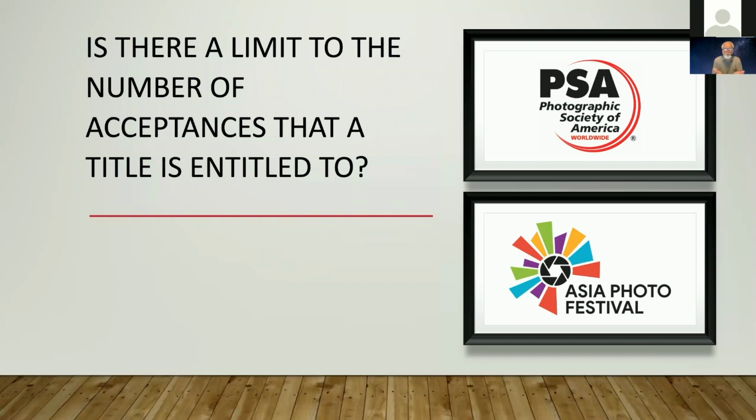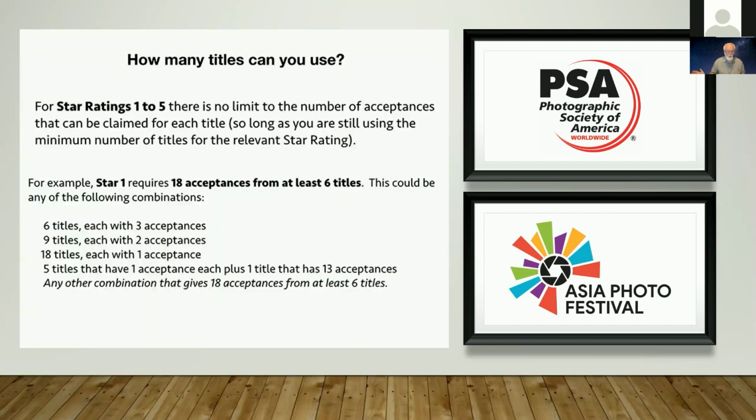So this question now, the limit to the number of acceptances that you can use for each title, it depends on whether you're applying for stars or galaxies or diamonds. So up to star 5, there's no limits. So you could, for example, have one image that was very successful. You might have 30 acceptances for it on a star application. That would be okay. But once you move into galaxies and diamonds, there's a limit to how many acceptances you can use for each title. So star ratings, no limit.